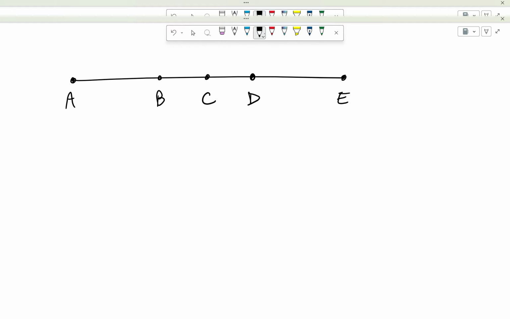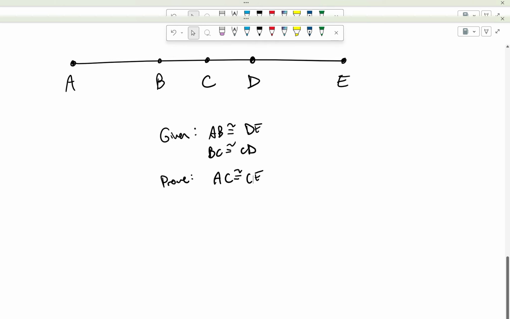Okay? And here's what we're given. We are given that AB is congruent to DE, and that BC is congruent to CD. And we need to prove that we have AC congruent to CE. Now, guys, we did these in class algebraically. Remember, this has to be our last step. When this is our last step, we are done and we've accomplished our proof.